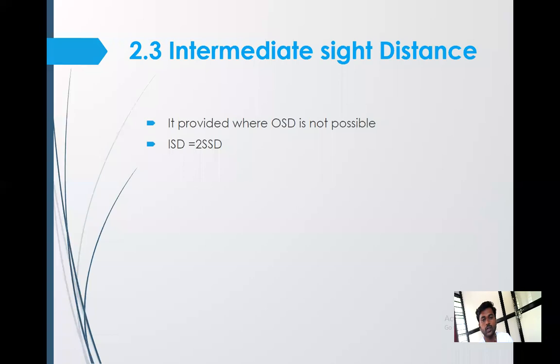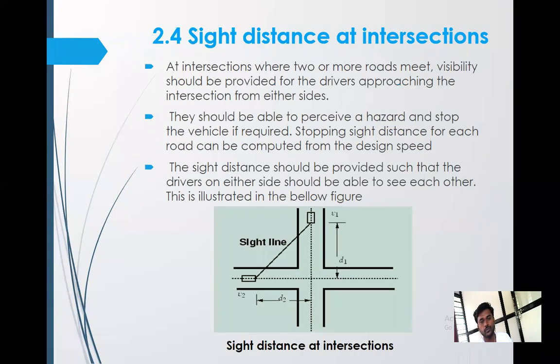Then ISD is equal to 2 times SSD, that we have seen in the first lecture only. The intermediate sight distance is taken as simply 2 times stopping sight distance, 2 into SSD.